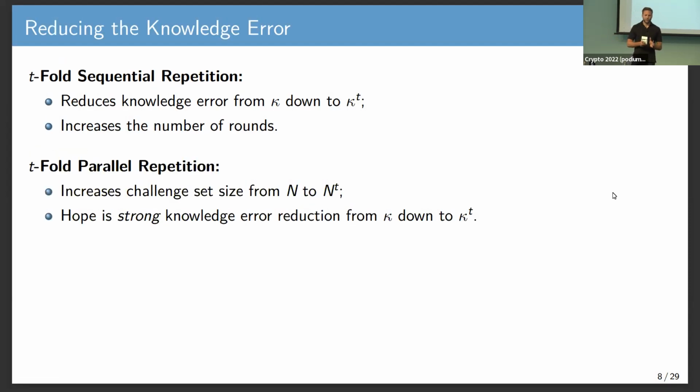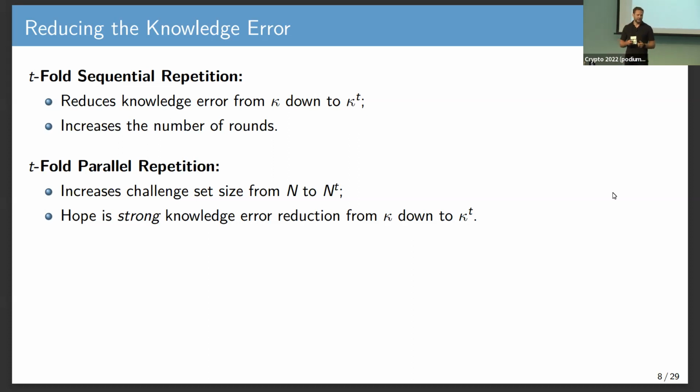An alternative approach is to perform these repetitions in parallel. So then you don't increase the number of rounds. And you can immediately see that the size of the challenge set increases from n to the power t. Instead of sending one challenge, you send t different challenges, one for each of the parallel invocations. And the hope is that for this parallel repetition, we would have a strong knowledge error reduction from kappa down to kappa to the power t.